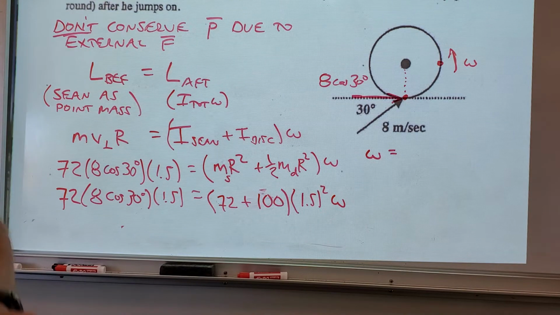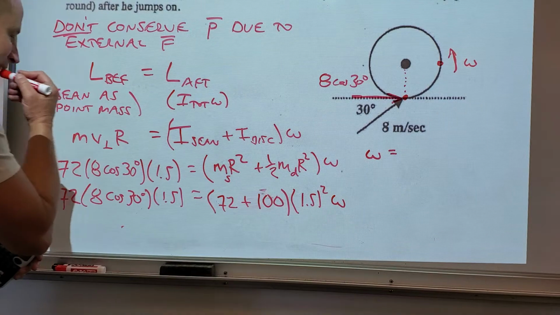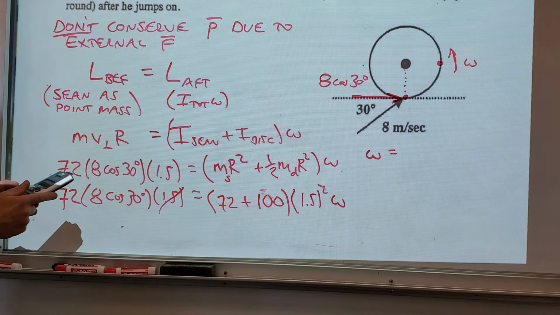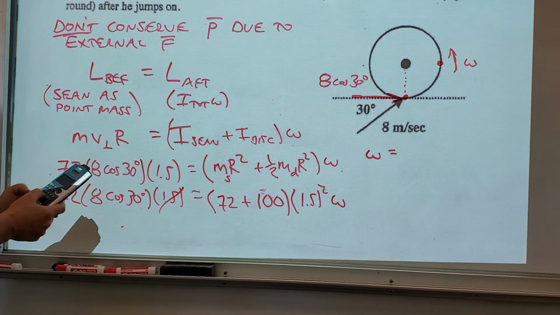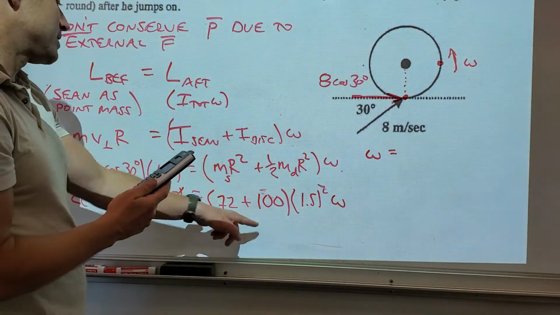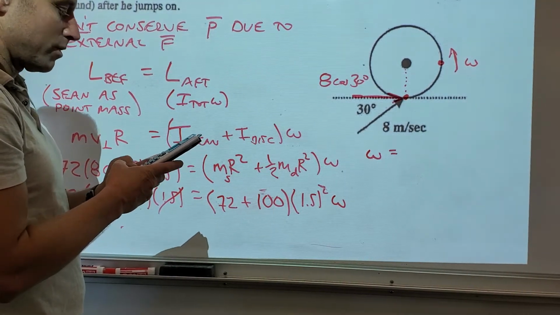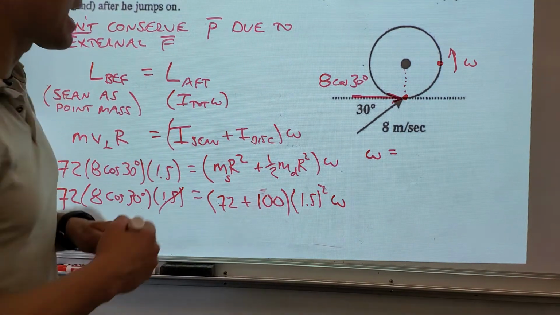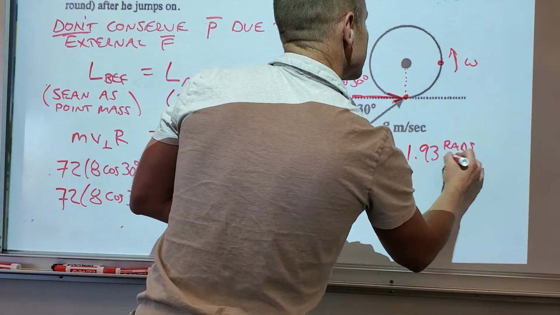And so then what that's going to let us do is solve this for omega. So we got some calculator punching to do. Looks like one of the 1.5s goes away. That's going to save me some trouble. So let's go 72 times 8 cos 30. That's all that part. What do I got to do? Divide by 172. Then I got to divide by 1.5. So that's supposed to be omega. I get 1.93 radians per second.